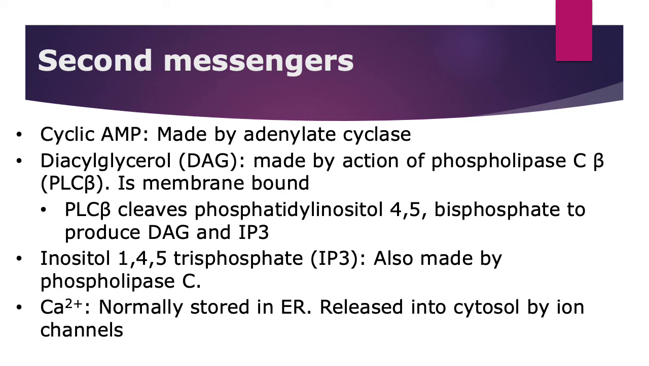Calcium is also a second messenger, and it is an ion that is normally stored in the endoplasmic reticulum. It is released into the cytosol by ion channels. Nitric oxide is an example of another second messenger that is made by the enzyme nitric oxide synthase. It is a second messenger that is a gas, and hence it is easy for nitric oxide to leave the cell and thereby play roles in neighboring cells also.